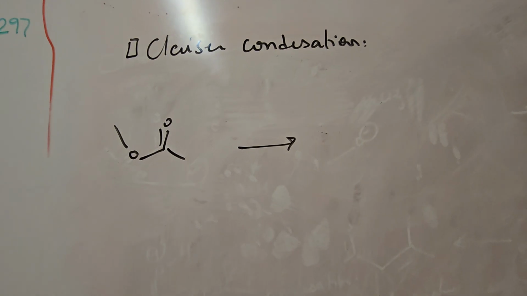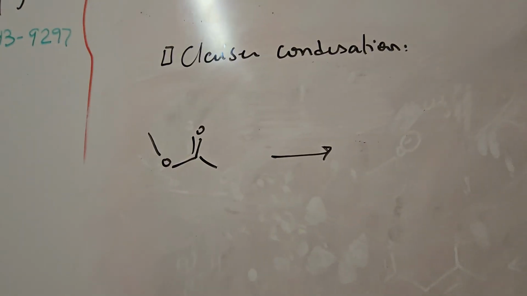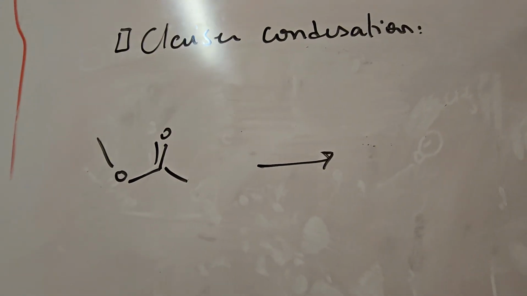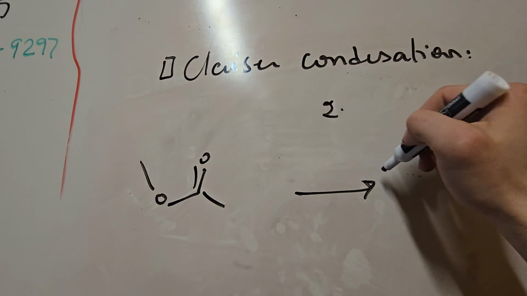Hello, this is a video on Claisen condensation. Claisen condensation is a reaction where an ester forms an enolate and it reacts to condense with another ester. And there are typically two conditions for this to happen.